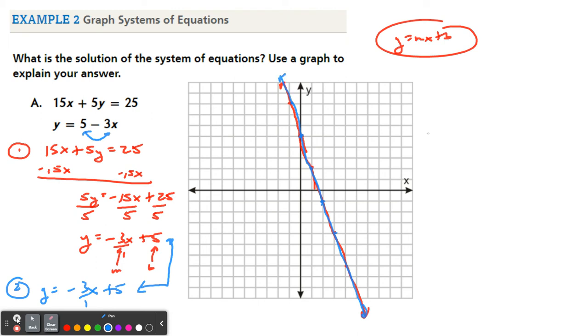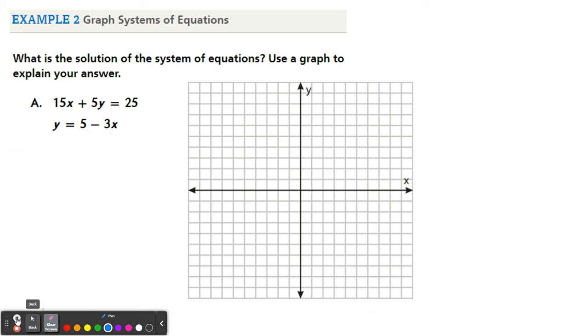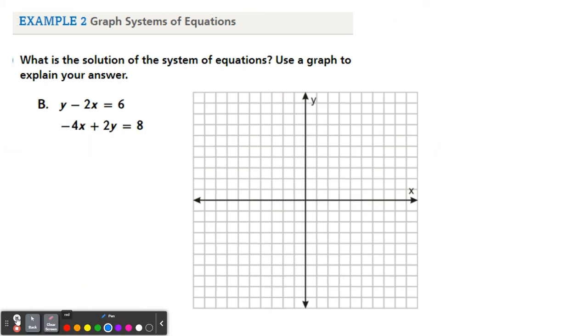So, when your two equations are the same line, where do they intersect? They intersect everywhere. What answer is that? That is infinitely many solutions. So if you graph your two lines and they're exactly the same line, infinitely many solutions. Let's take a look at one more here in this video.